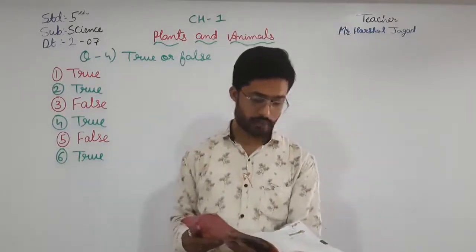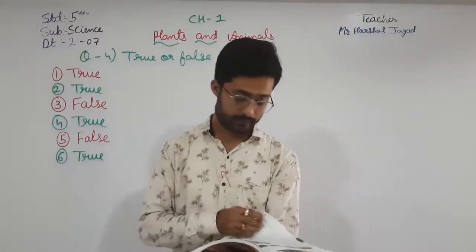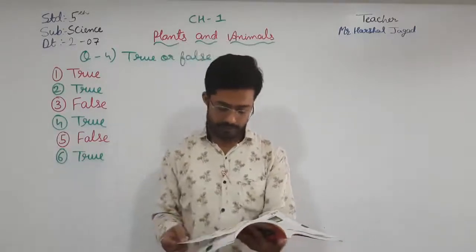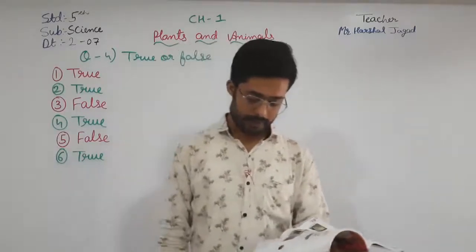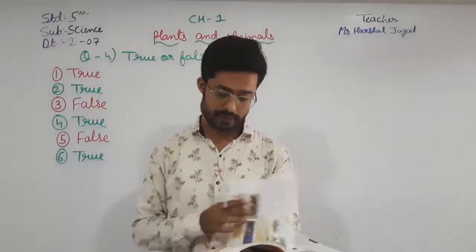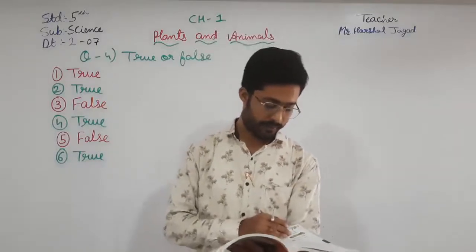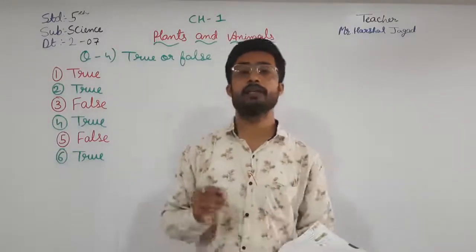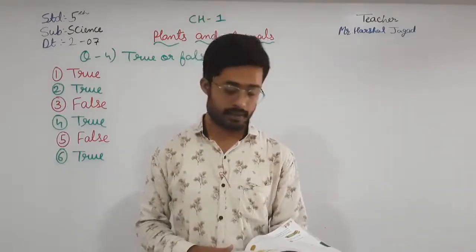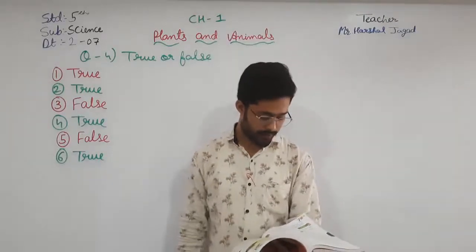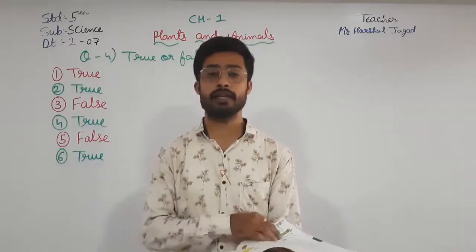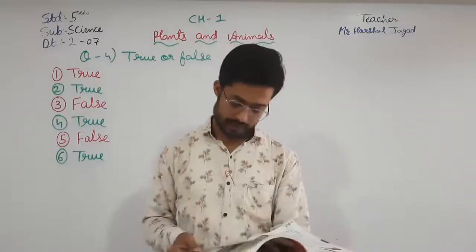Okay students, now moving forward, how do plants show movement? You can see on page number 147, plants do not move from place to place, but certain parts of the plant show movement. So that should be written. Then the next question, how do animals respond to stimuli? The animals respond quickly to stimuli because they have different sense organs.